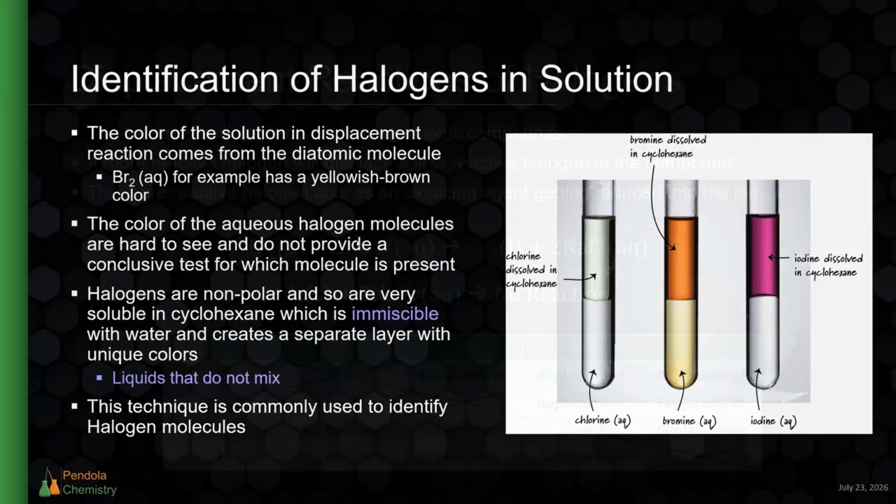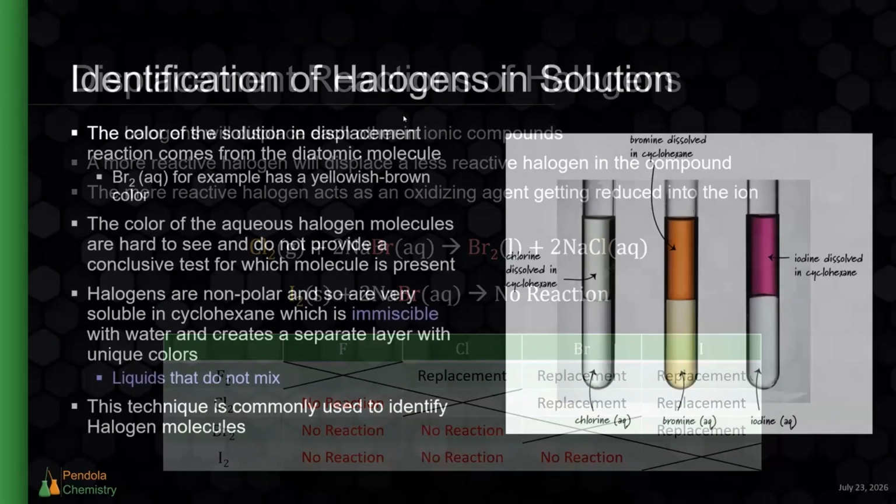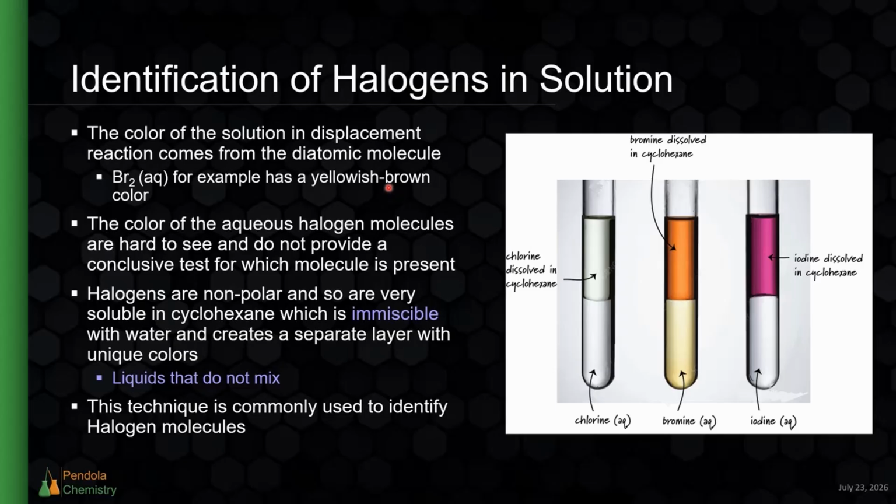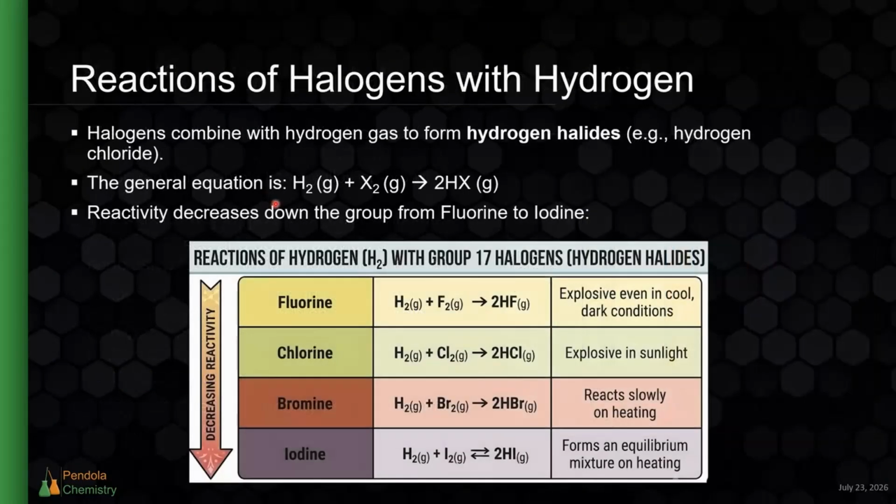So that's one reaction. That's the displacement reaction of the halogens with each other, essentially, between the ionic and diatomic forms of the halogens. Let's look at the reaction of halogens with something else. Let's look at the reaction of the halogens with hydrogen gas specifically, because this is a very common, very telltale reaction of chemistry. And it tells us a lot about how the halogens react and how they form molecules.